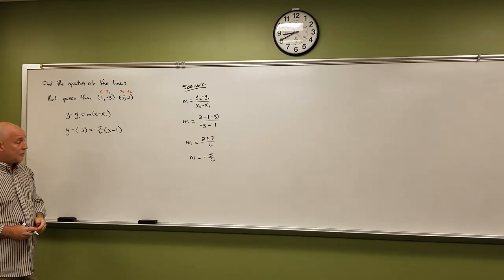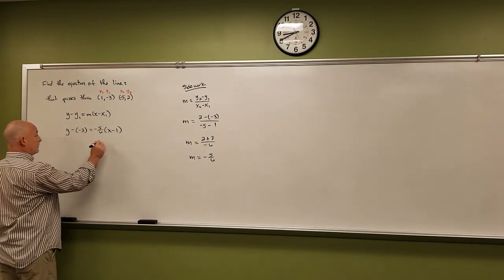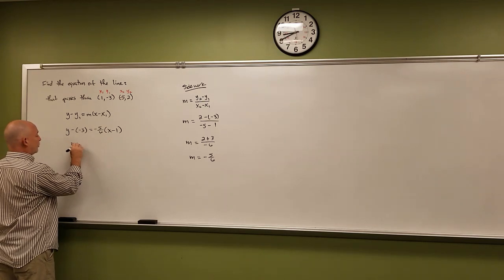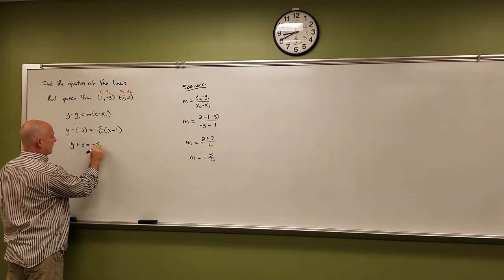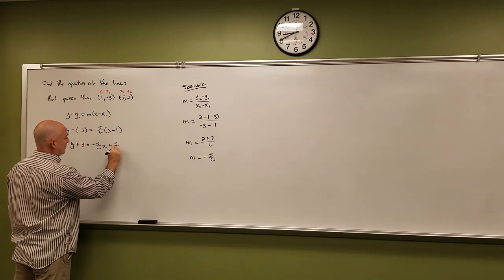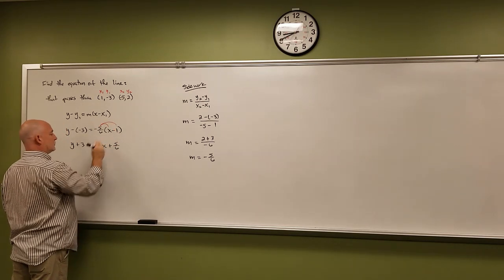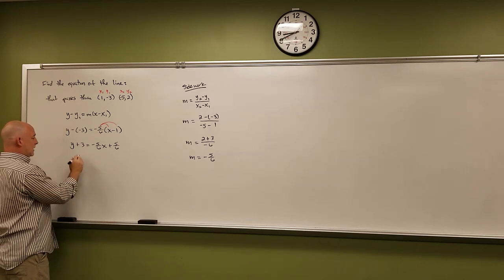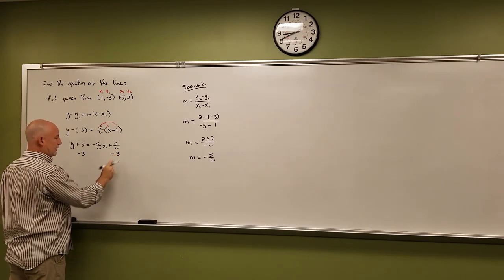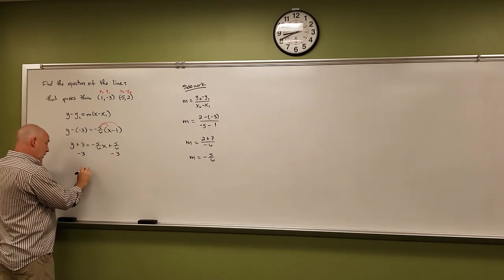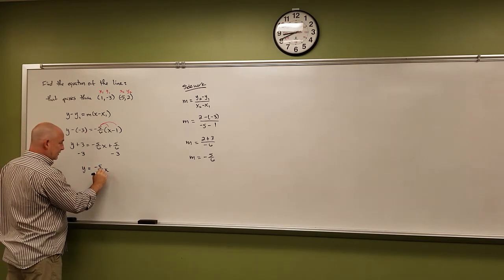So here we weren't told what form to put our answer in, so let's go ahead and put it in the slope-intercept form. To do that, the first thing we need to do is clear our grouping symbols. Plus 3 is equal to negative 5/6 x plus 5/6. All we did over here was, of course, distribute. Now we have to subtract 3 from both sides. So we get y is equal to negative 5/6 x.